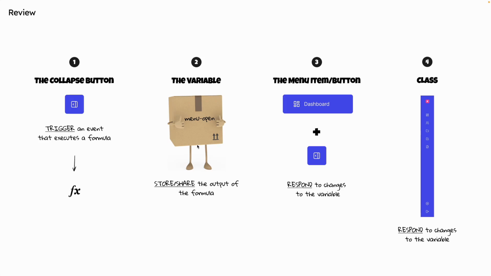And now that we have this value in this variable, the next step is for us to set up these UI elements so that their visibility is toggled based on the value of the variable. Okay, so with that in mind, let's create a formula to do this.